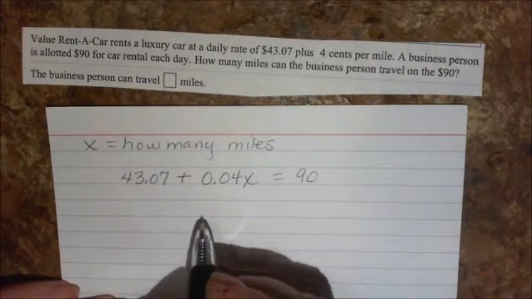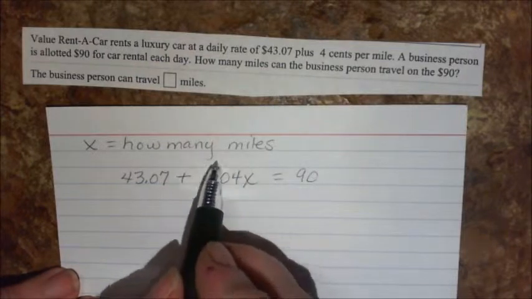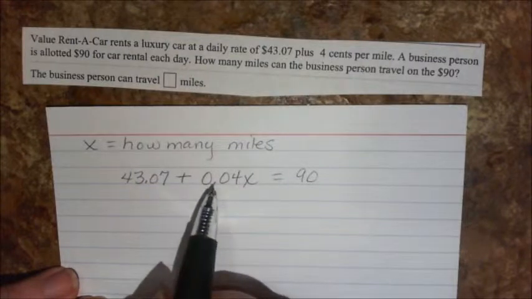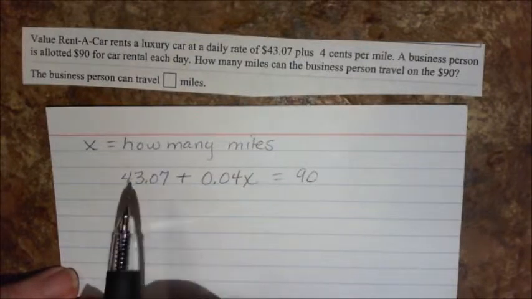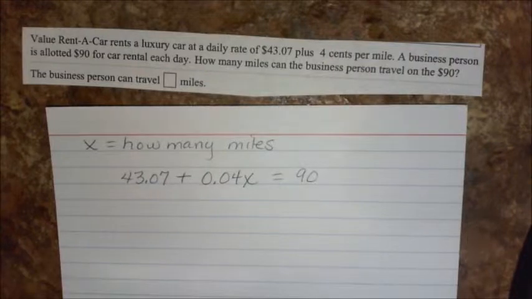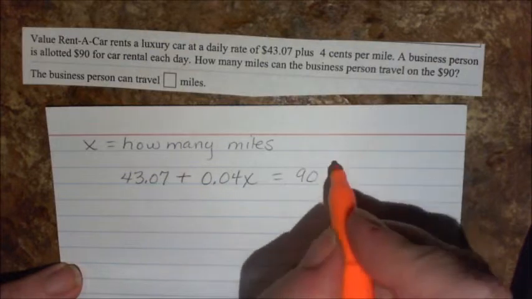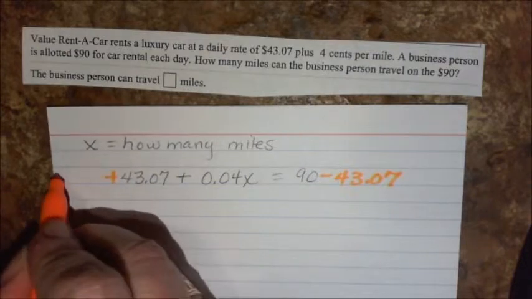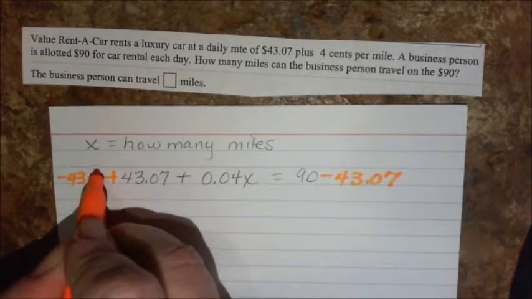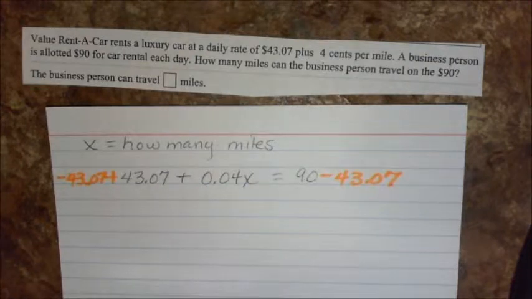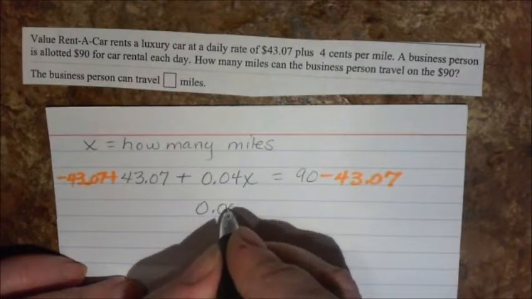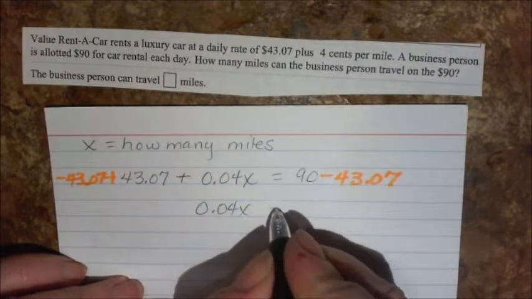So our first job would be to isolate the x term, the variable term. So this is our variable term, so we need to eliminate plus 43.07. So we need to subtract that from both sides. Minus 43.07. It might be easier to write it as add a negative on this side. Okay? So this eliminates everything but the x term, 0.04x, or 4 cents per mile.